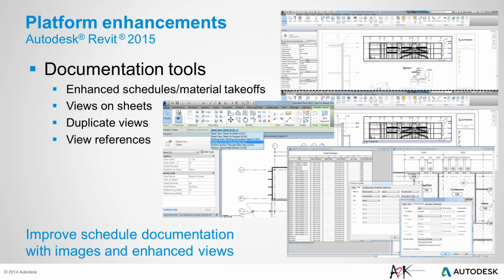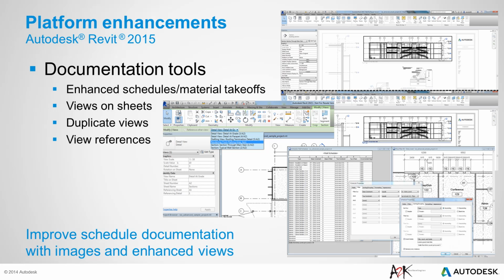With enhanced schedules and material takeoffs, the following parameters can now be included in a wall schedule or material takeoff. These are base constraint, base offset, top constraint, top offset, and unconnected height. In addition to these, you can specify custom text display for the grand totals title in the new custom grand total title field.